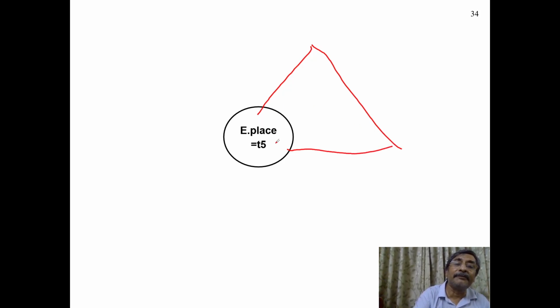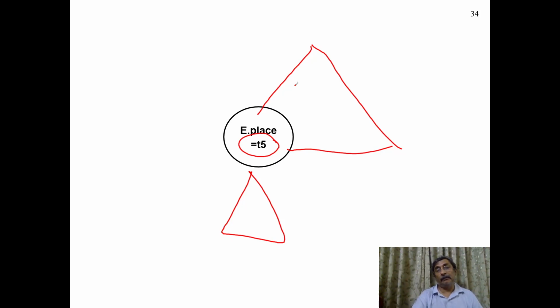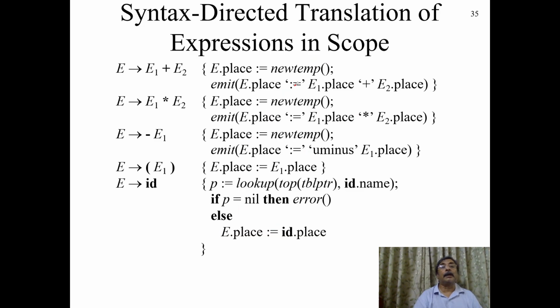So this T5 will be used to remember all that we have done here, and with that we go on parsing the other part of the tree, and we can do whatever we feel like. So, in a nutshell, the syntax-directed translation of expressions is something like this. If this is my grammar, then we have already explained all that except this E produces ID.